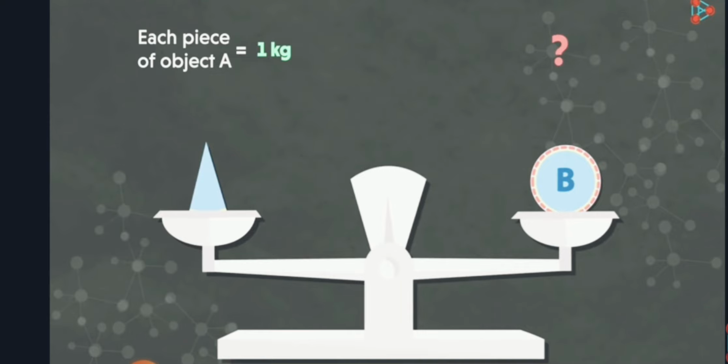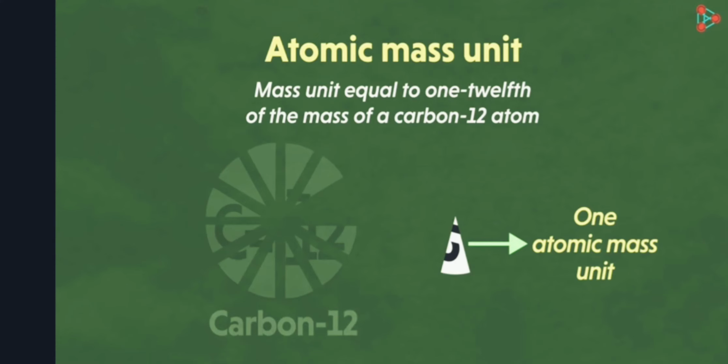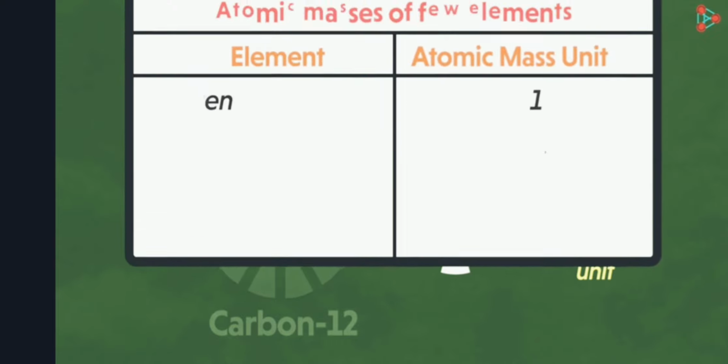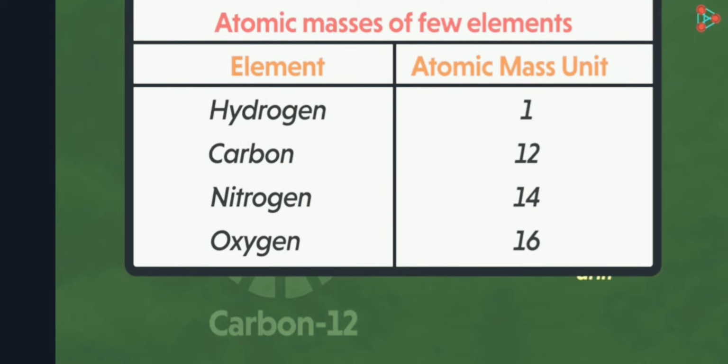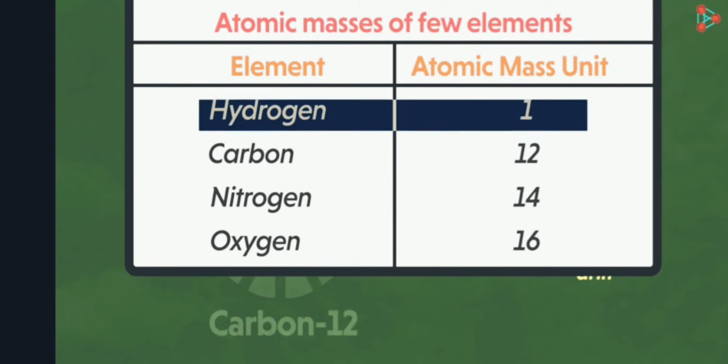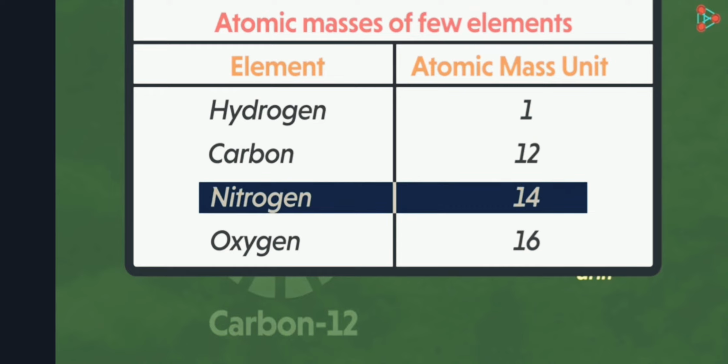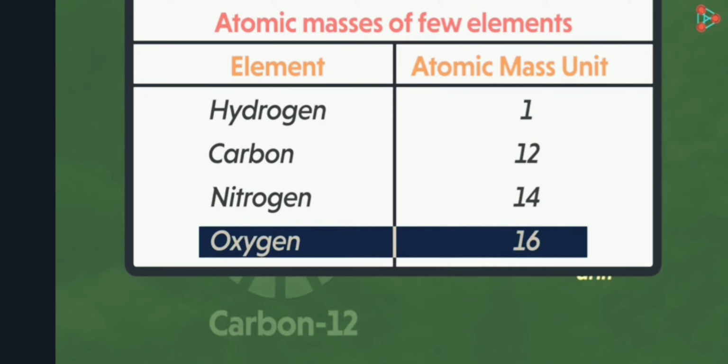You can find the application of this relative atomic mass in a fruit and vegetable shop, which helps you to buy different masses of fruits and vegetables. So the atomic mass unit is also found out with the help of this strategy, where one atomic mass unit is equal to 1/12 the mass of carbon. For example, the atomic mass unit of hydrogen is 1, carbon is 12, nitrogen is 14 and oxygen is 16.